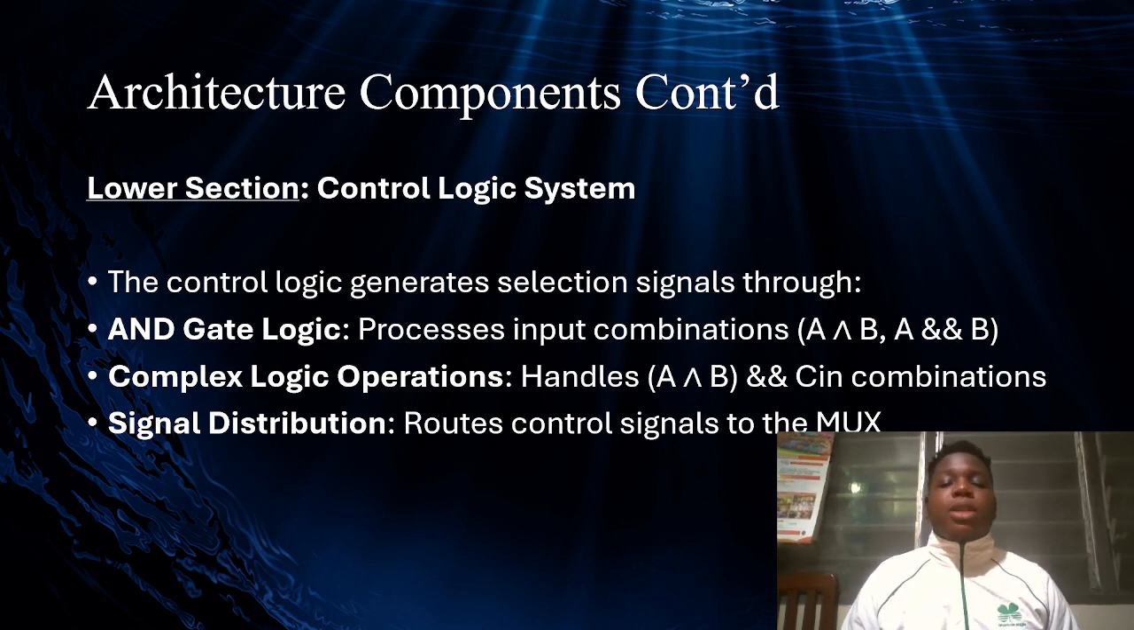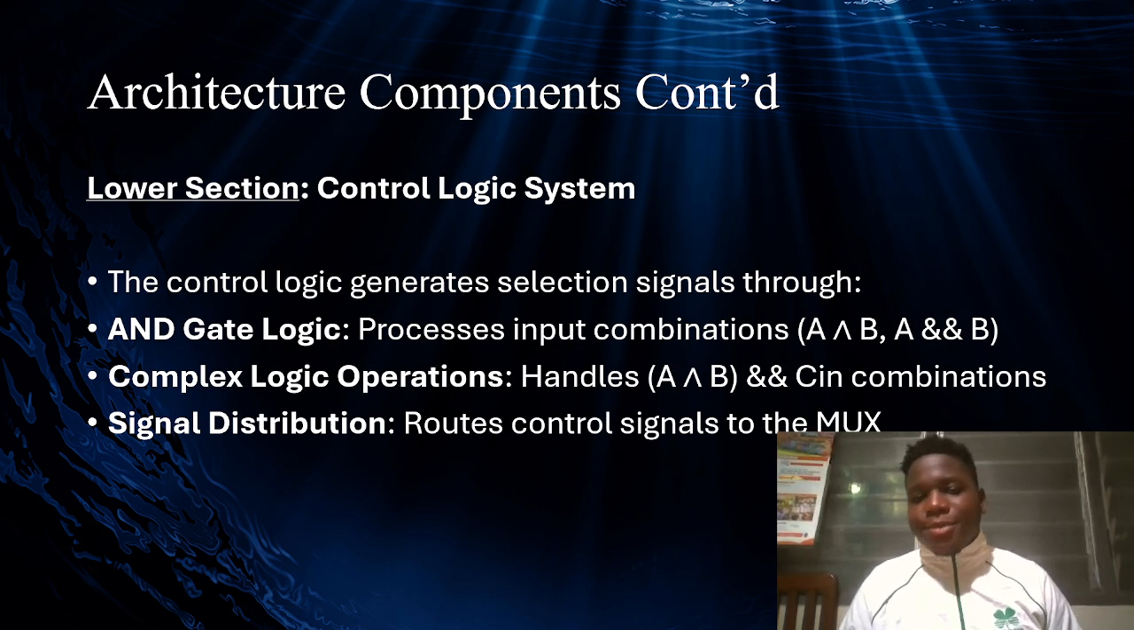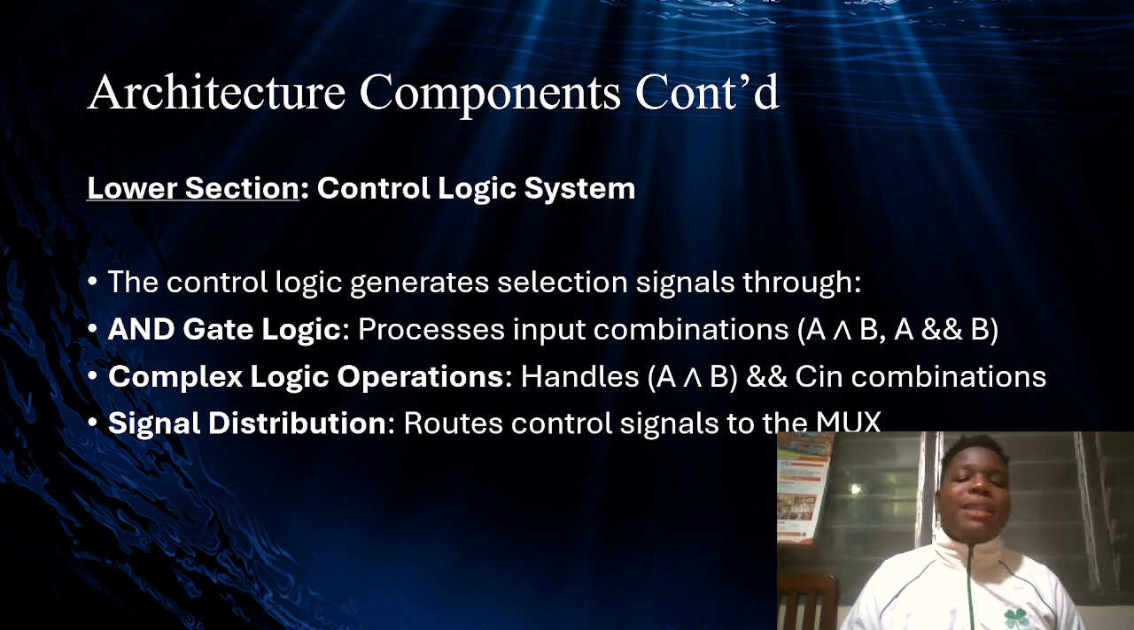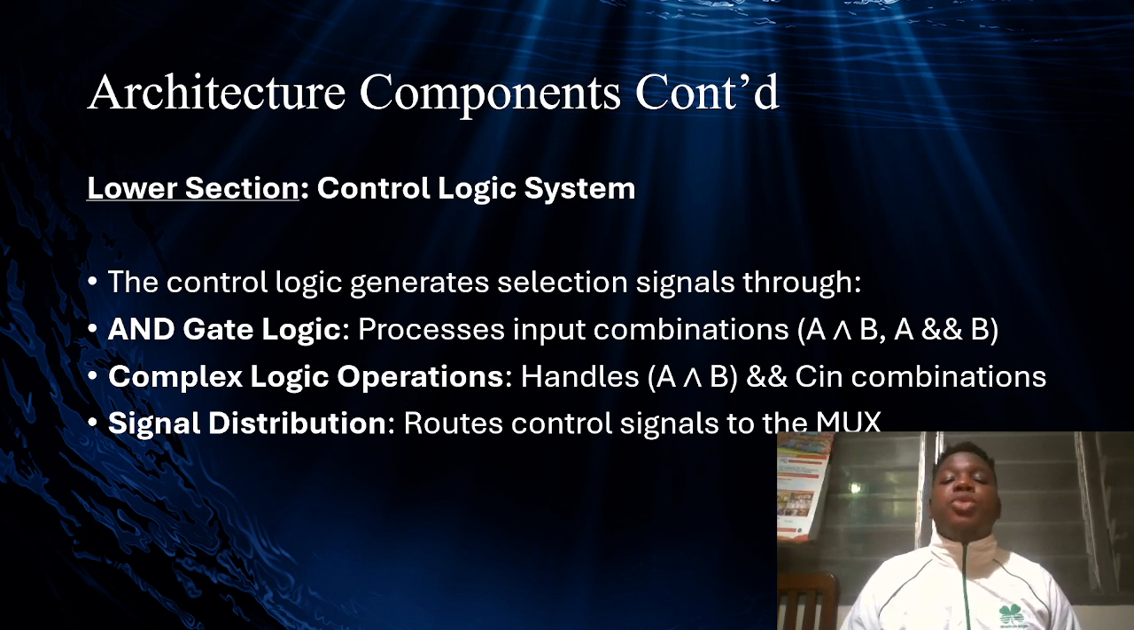The control logic generates selection signals through the AND gate logic. So the AND gate logic processes input combinations, that is A times B or A and B. It also has the complex logic operations. The complex logic operations handle A times B and C in combinations, or carry in combinations. And we also have the signal distribution. The signal distribution routes control signals to the multiplexer.